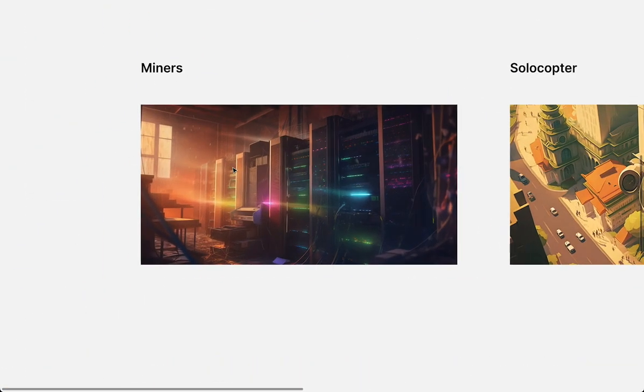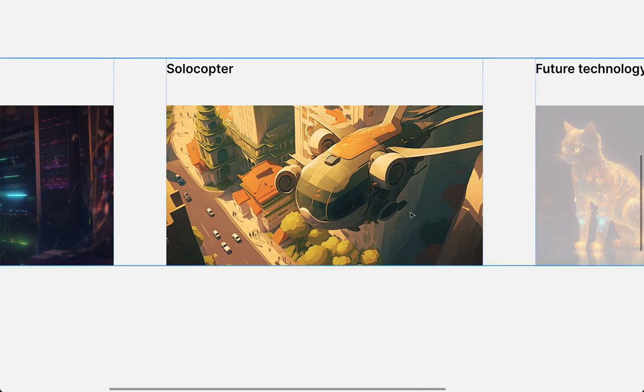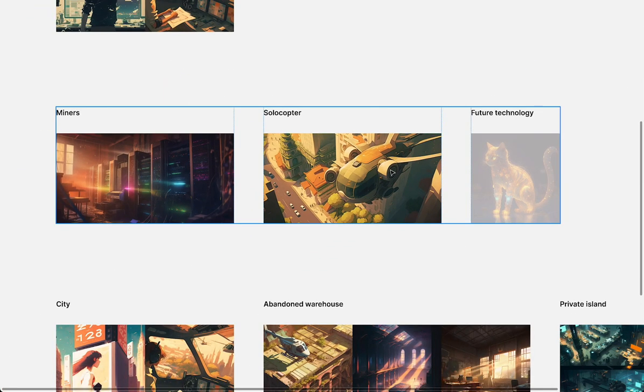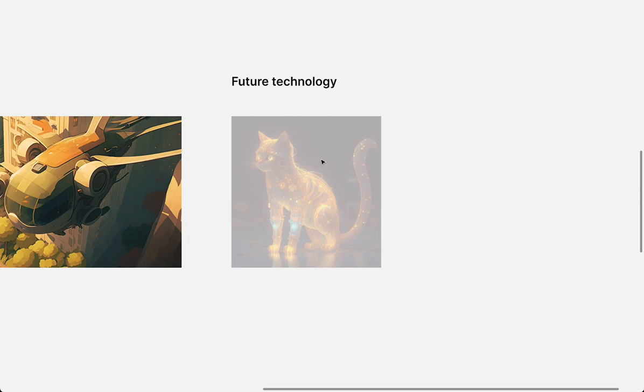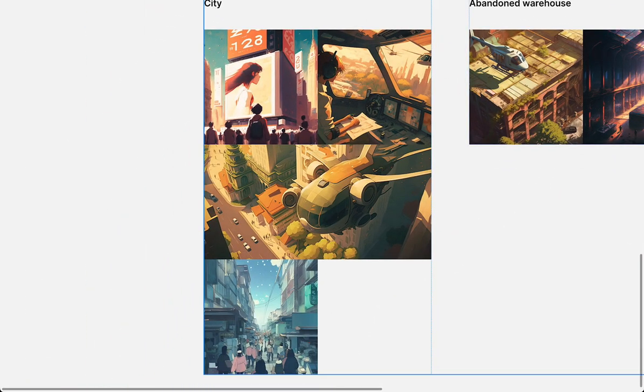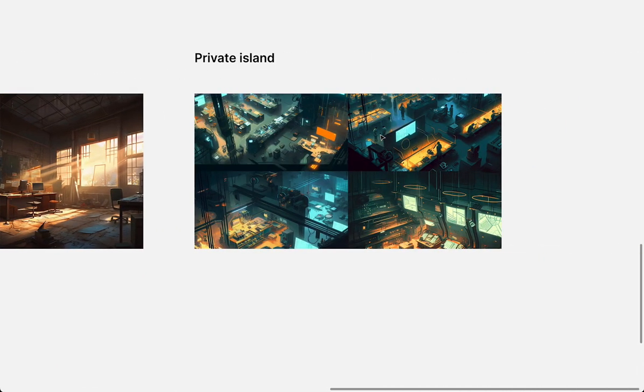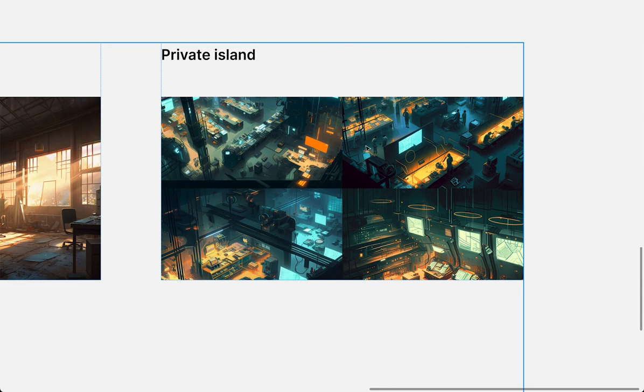Miners appear several times. Our character flies around in a solo copter, which this visual is way too big, but it's meant to be a futuristic, somewhat low quality, scrappy helicopter for a single person. We probably want to have an idea of what technology in the future looks like. We show city environments. We have this abandoned warehouse that things are set in. And we also have Vanderpool's private island.